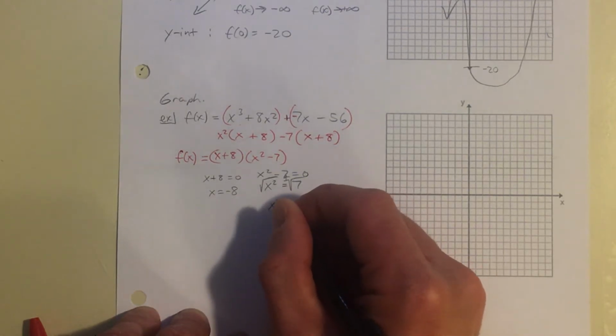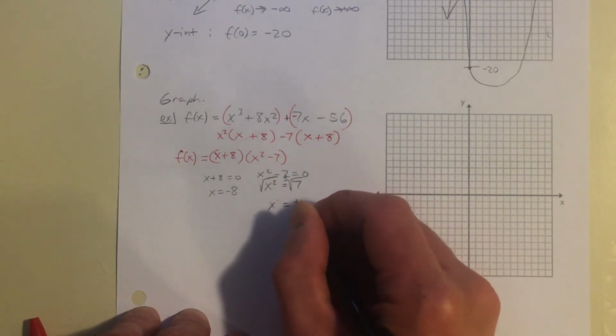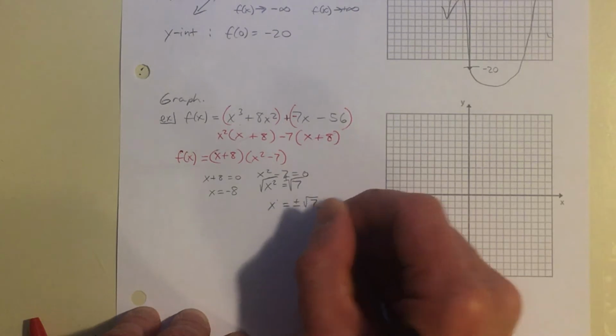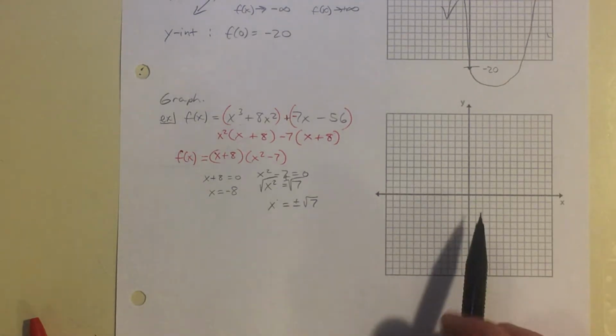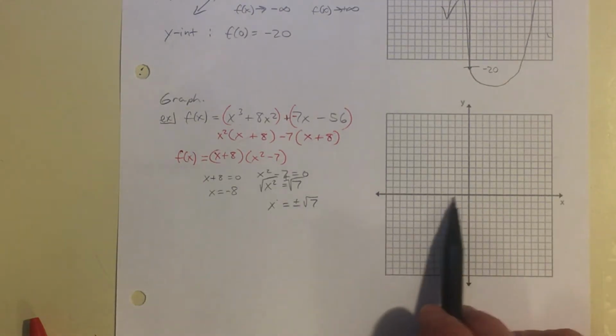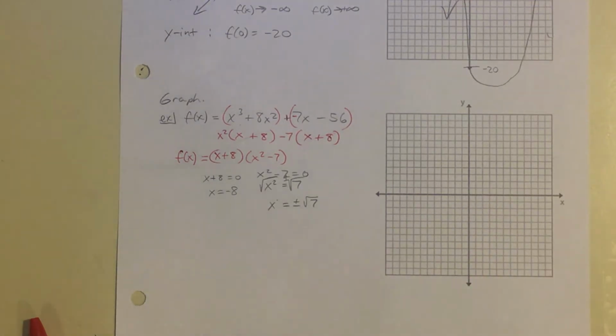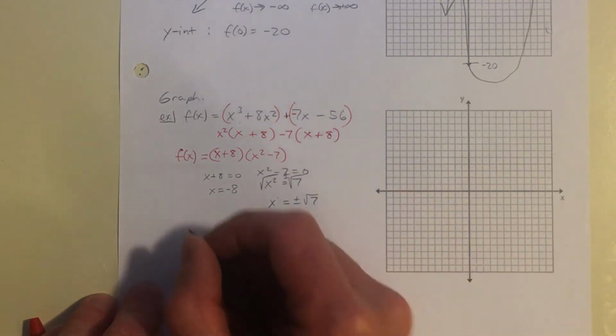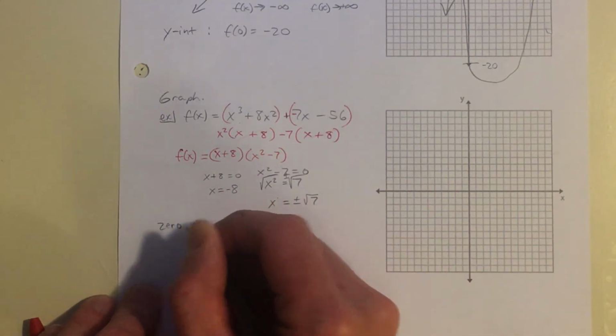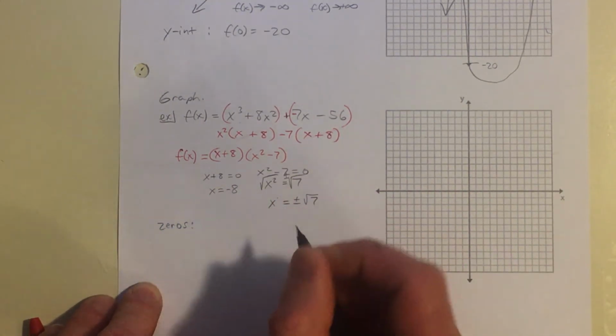So our zeros here are going to be plus or minus square root 7 and a negative 8. Well, square root 7, I prefer to write it as a decimal. It'd give me a better idea of where this goes. So I'm going to grab a calculator and write those zeros out as decimals.